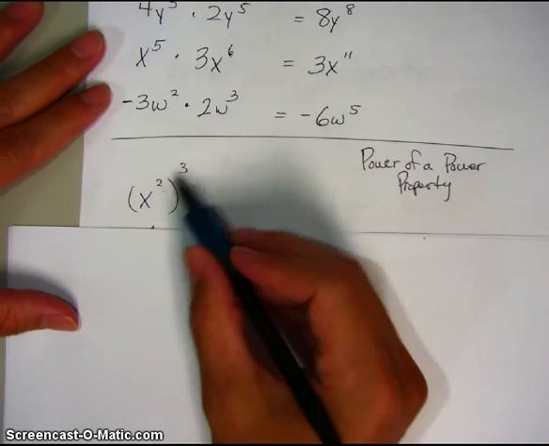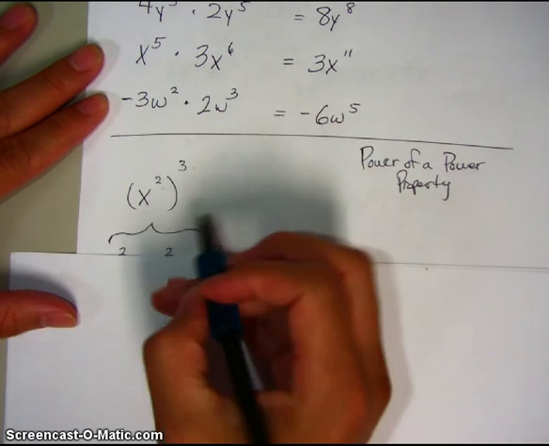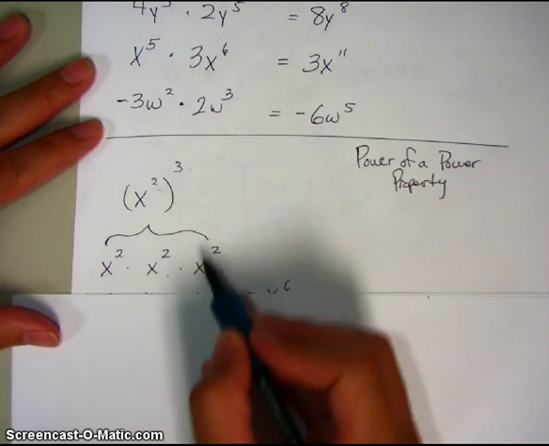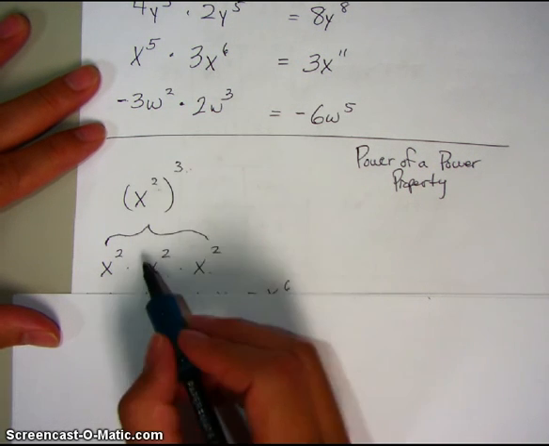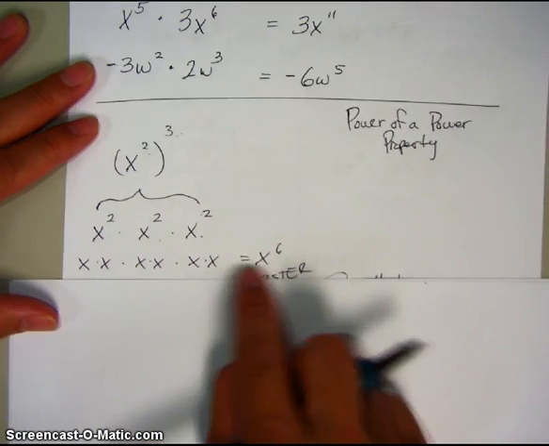How about power to a power? Okay, so I have one base but two exponents. Well, x squared to the third power is x squared times x squared times x squared, right? X squared 3 different times. And so you can see here there's going to be a total of 6 of them. If I break it all down, there's going to be 6 of them.